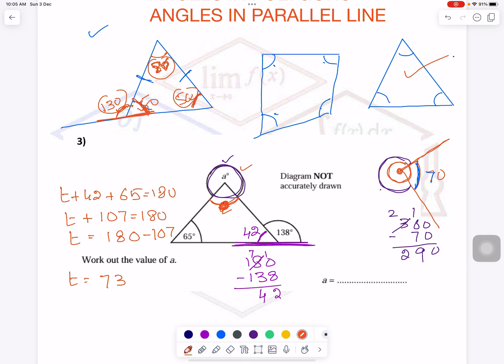But you have to find out 8. What will you do now? Tell me. What comes in your mind? What is the property of angle at a point? Yes, sum is 360 degree. So you will simply do now 360 minus 73. And you will get your answer.